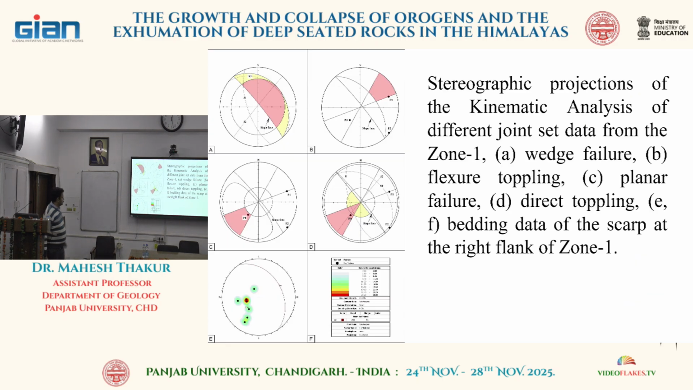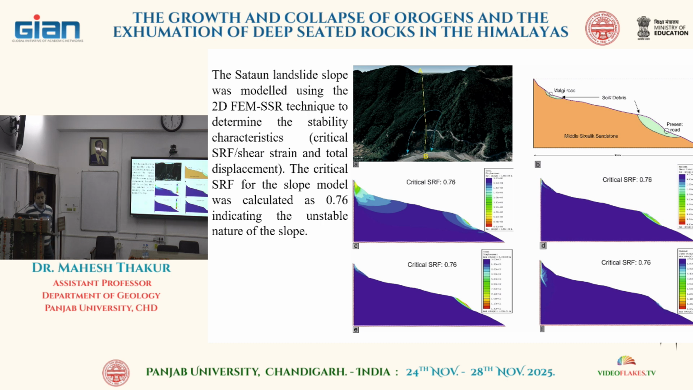So you can do stereographic projections and kinematic analysis of different joint set data. You can show what type of joint failure will happen, and based on that you can discuss what kind of remedial measures you can provide to the slope. So this is primarily the first step, and then you can collect more joint data and try to do some kind of modeling that you can do in RocScience software.